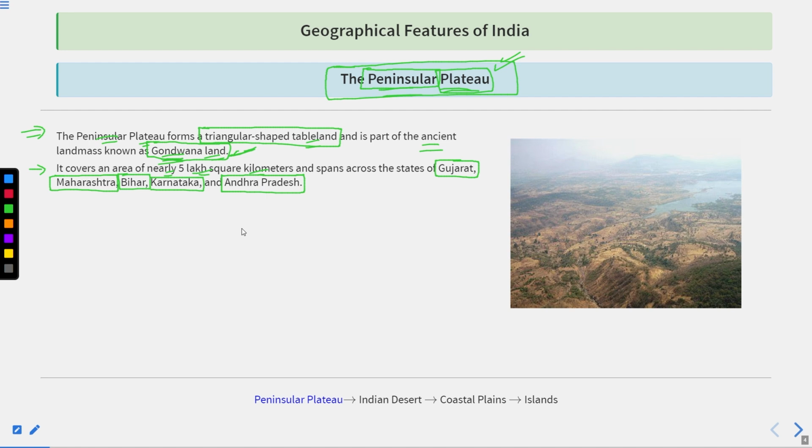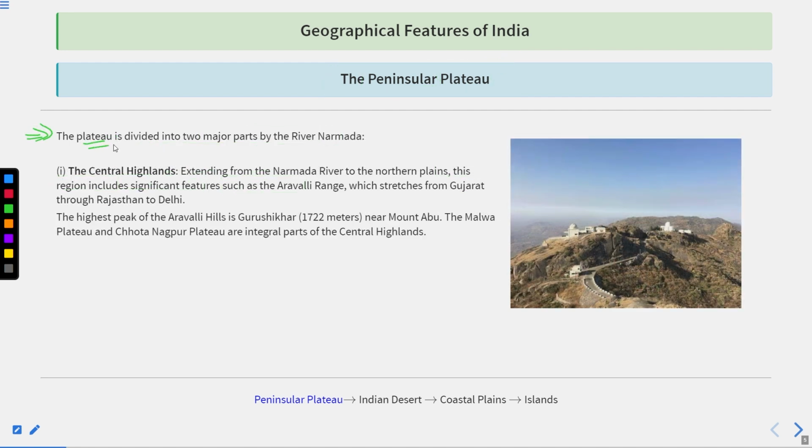that have been covered by the Peninsular Plateau. Okay. Thereafter, the plateau is divided into two major parts by the river Narmada. It means, suppose this is the plateau, this is the river Narmada. So this divided the plateau into two major parts. Okay. The first part is the Central Highlands. The Central Highlands extend from the Narmada River to the northern plains. It means here we are talking about the upper division.